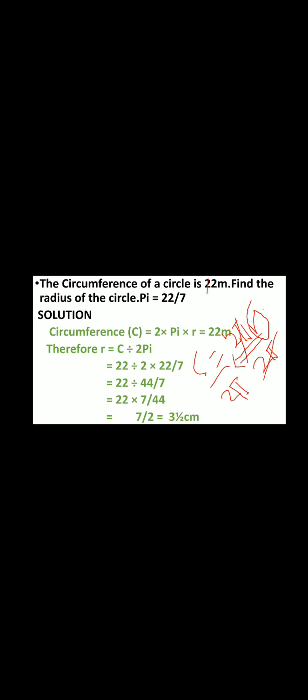Once you put the formula, divide both sides so that you can get only what you're asked to look for. Like the radius now, we saw 2 pi. 2 pi is the coefficient of the radius. So we divide both sides by it so that we can get our radius alone. So that is that. Let's move to another one.